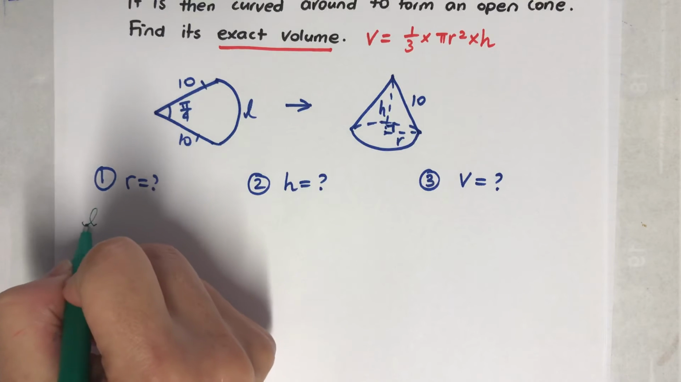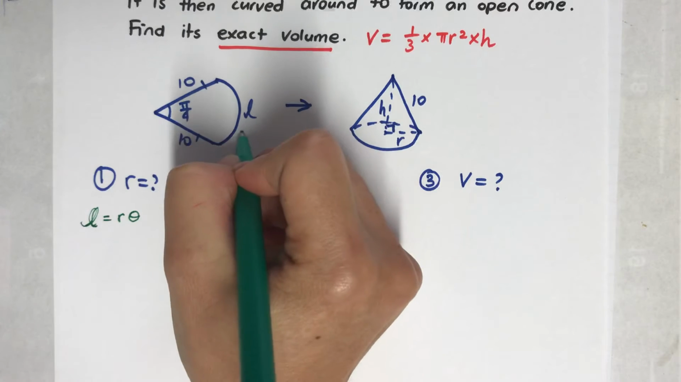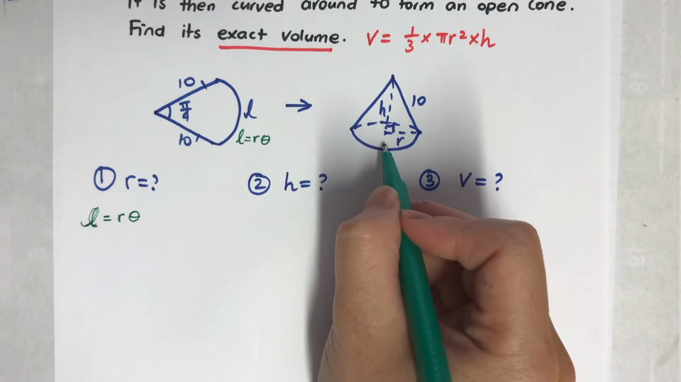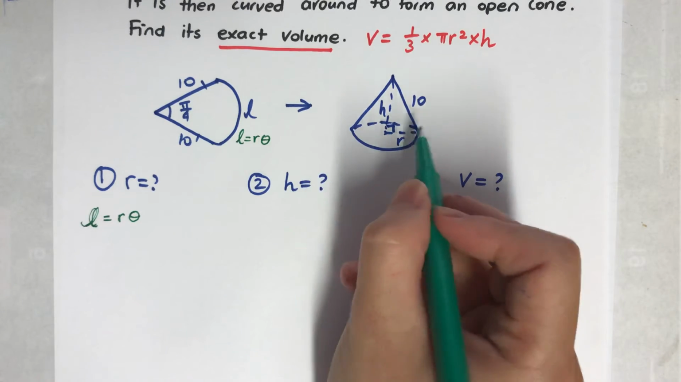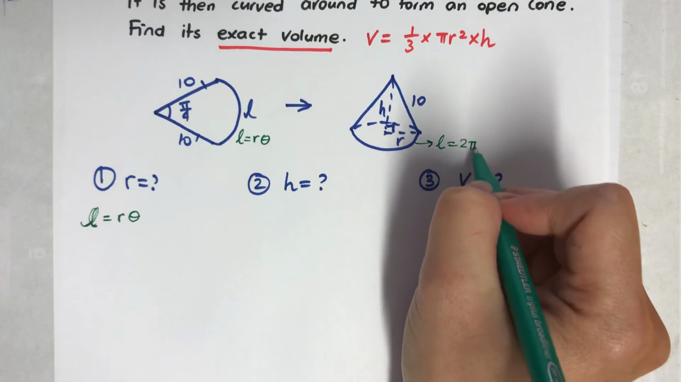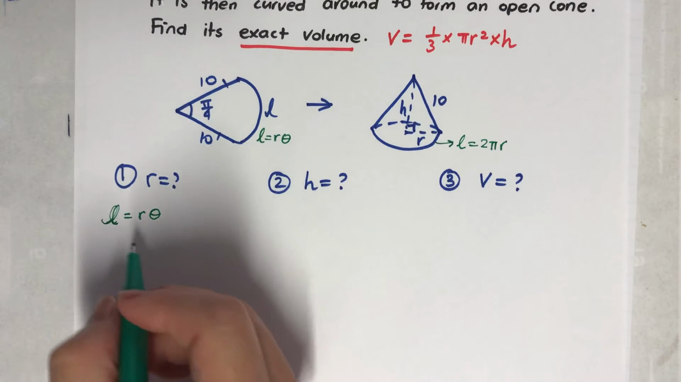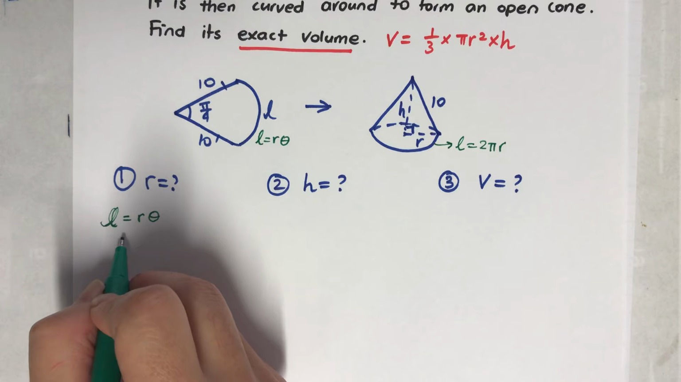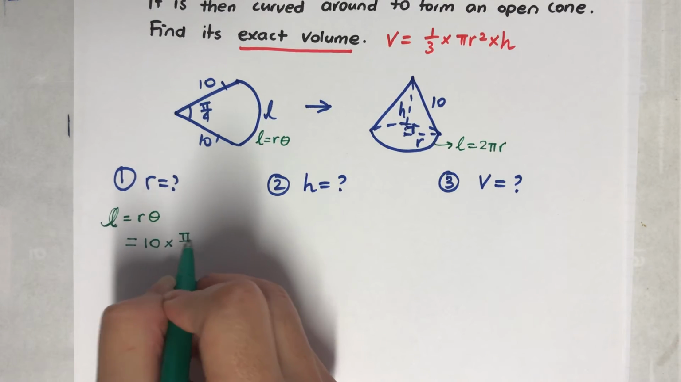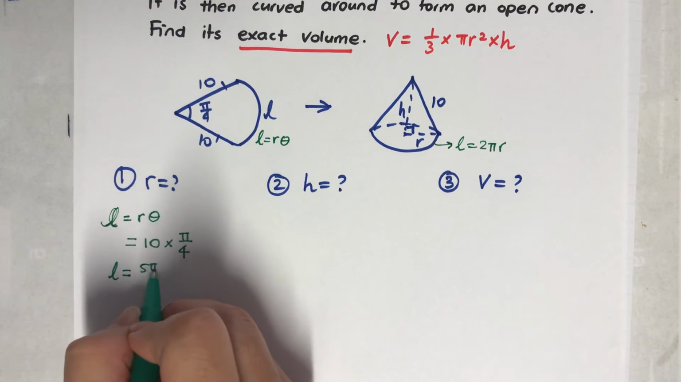I'm going to use L equals r theta for this one. Now this L here is r theta, we can use that, but where this L goes here, it's this here, isn't it? Because you curved it. So here L is the circumference, so it'd be 2 pi r. Just remember that. So now L equals r theta, r is 10, and theta is pi over 4. So my L here is 10 pi over 4.